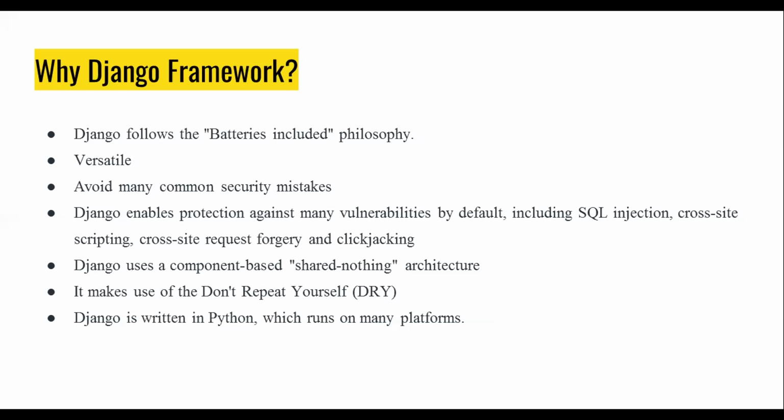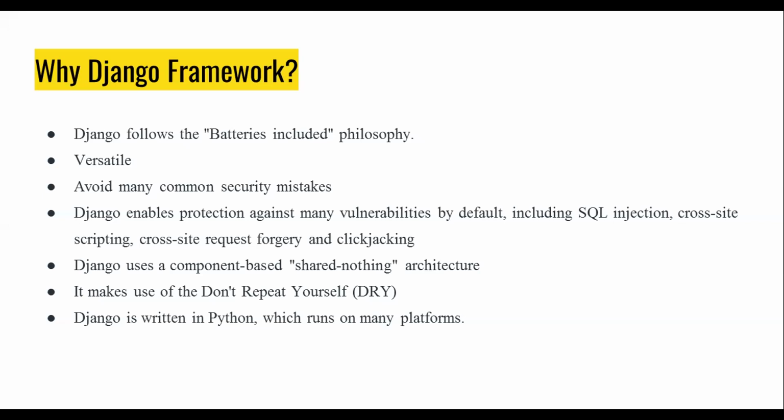Django uses a component-based shared-nothing architecture. It is scalable in that each part of the architecture is independent of the others. That is, it is loosely coupled. Each module is loosely coupled, so anytime we can reuse the modules. It makes use of the principle don't repeat yourself, which is mentioned as DRY. There is no unnecessary duplication. In that way, we can reduce the amount of code.